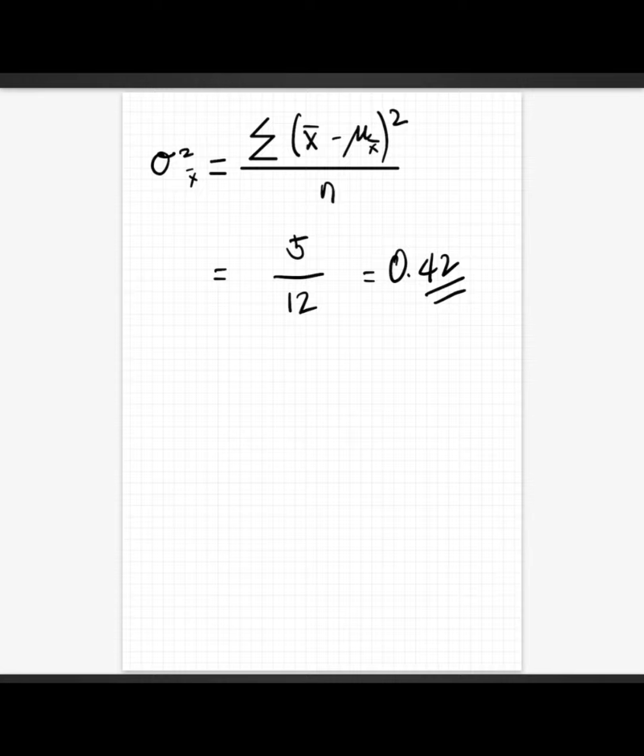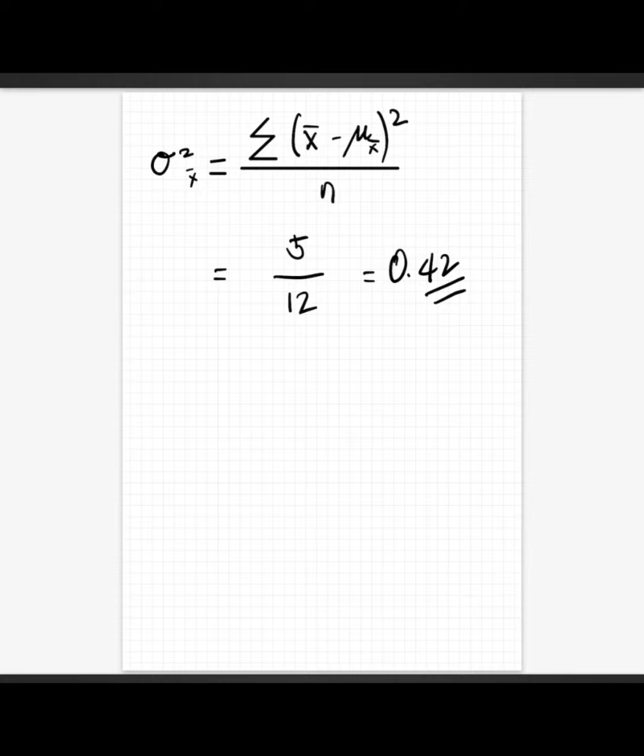Of course, to determine the standard deviation, just extract the square root of the variance, which is equal to the square root of the summation of x bar minus mu sub x bar squared over n, wherein the variance is equal to 0.42. Extracting the square root of 0.42, that is equal to 0.65, and this is the standard deviation of the sampling distribution of means.